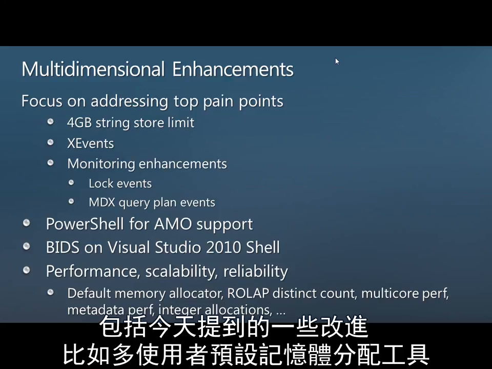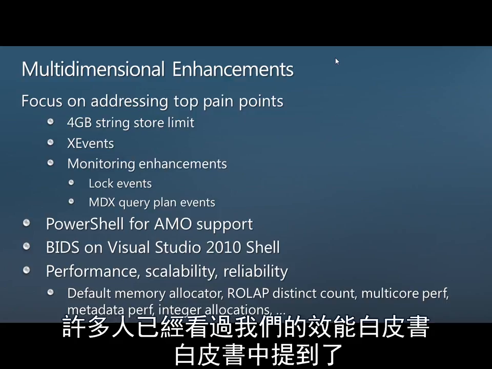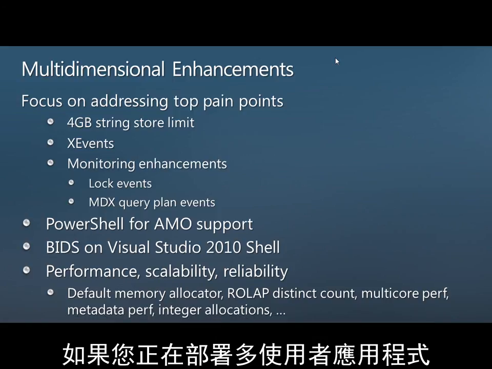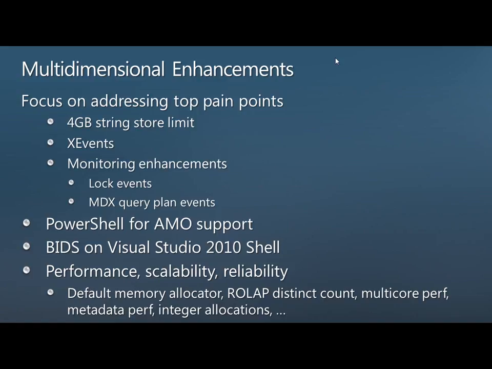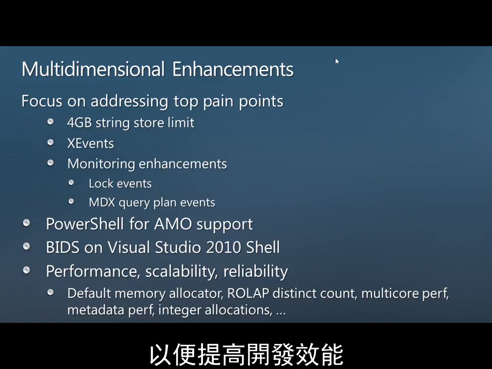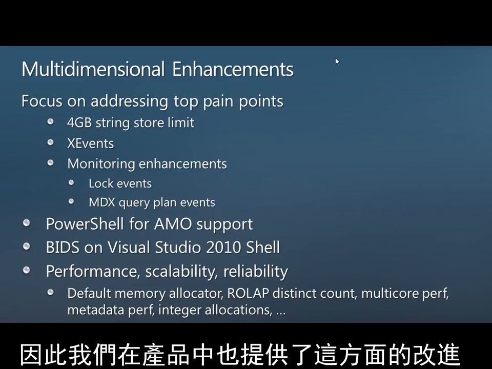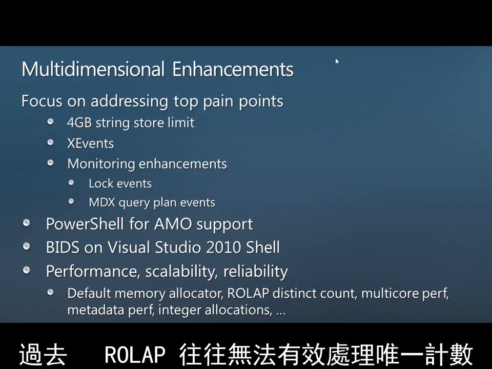And there's just a lot of improvements we've done for performance, reliability, scalability. A few of the things I've mentioned here, whether it's the multi-user default memory allocator. A lot of people have seen our performance white paper, in which we say, hey, if you have a multi-user application you're deploying, number one, change the memory allocator. That'll give you a higher performance for concurrency. So we just took care of that in the product itself.